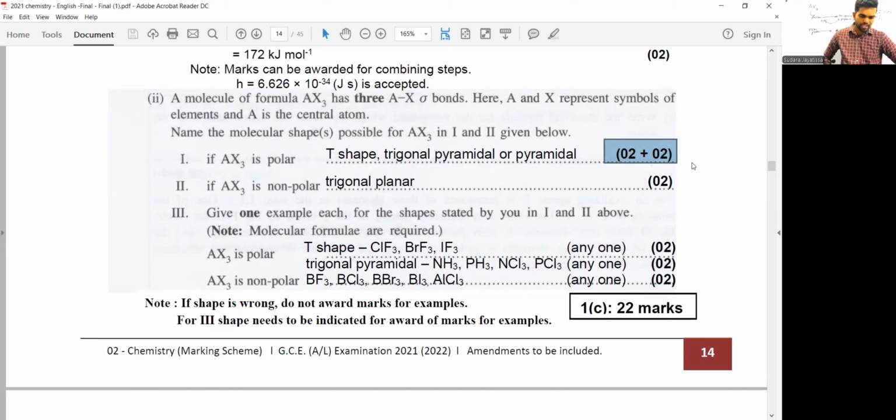Yes. The shape needs to be indicated to award the marks for the third one. So you have to say T-shape and write an example in front of that. Without that, nobody knows to which shape you wrote that example. When you look at the marking schemes today, you will understand what to write and how to write. Understand? That's the way. Okay.